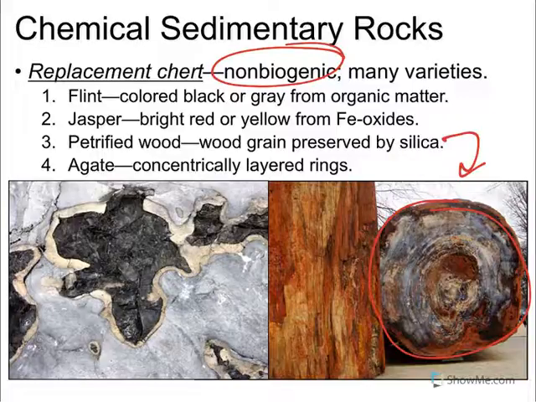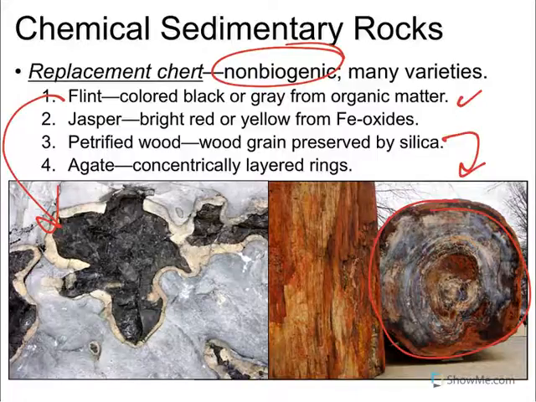You can get flint, right? This is flint. This is quartz that has a lot of organic material in it. You can get jasper, which is yellow or red. Quartz has a lot of iron in there. You can have agates. So all of this is just replacement. So it's replacing something that was originally there.